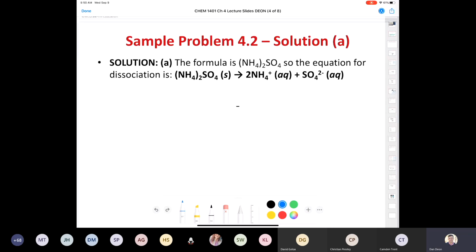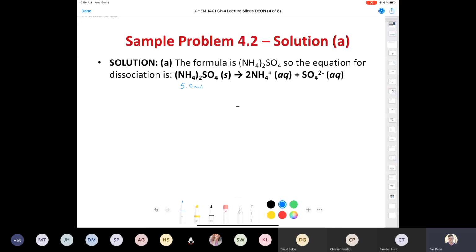Now remember, we have 2 ammoniums for every 1 sulfate. So there we go. Now, what was our question asking? Our question was asking us how many moles of each ion is in solution, and we're starting with 5.0 moles of ammonium sulfate. So I'm going to write that down.